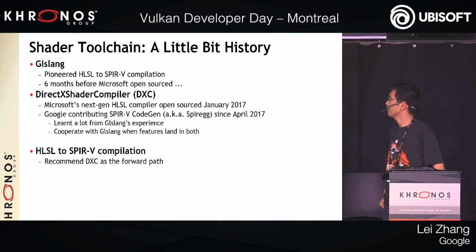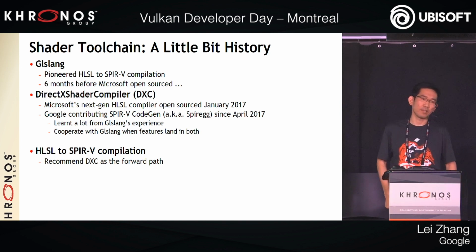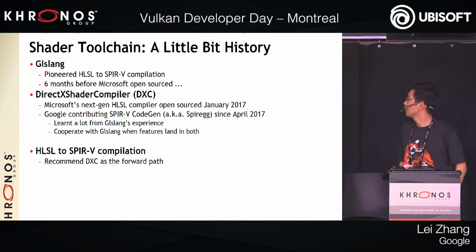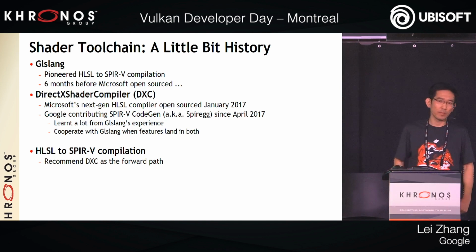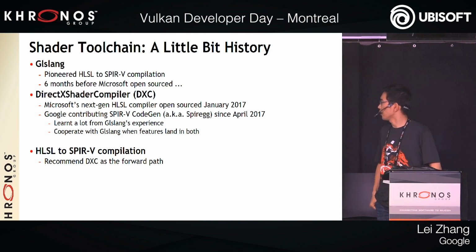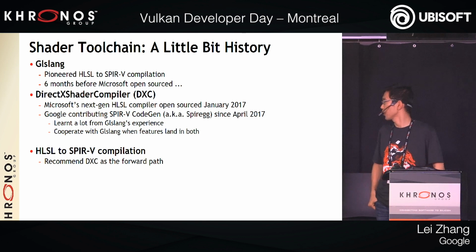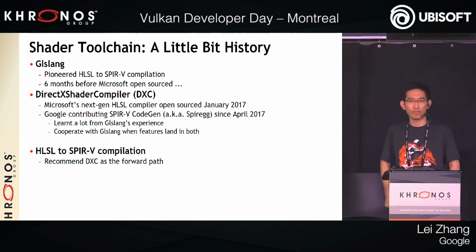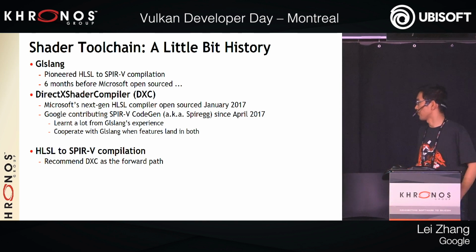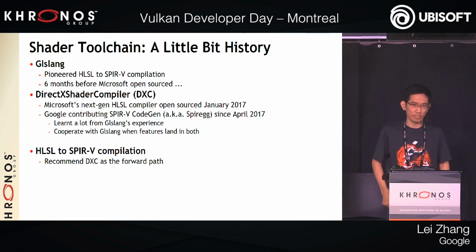also known as SPIR-V, that's the code name, since last April. And we learned a lot from Lei's experience. And we still cooperate with Lei, porting features learned in both compilers to keep a consistent experience for developers. Fast forward to today, DXC has already outgrown Lei. It supports more features than Lei and more sophisticated code patterns. So as the forward path, we recommend you to use DXC. And this talk will also be focused on DXC.